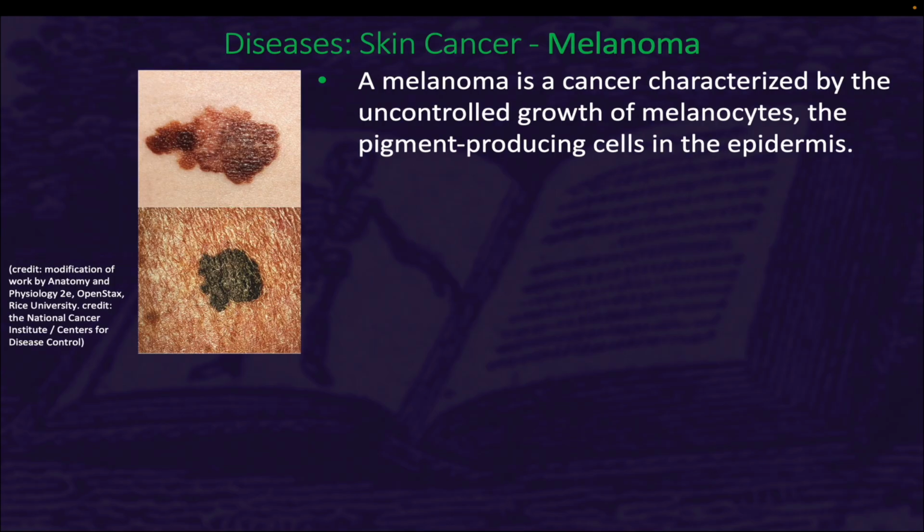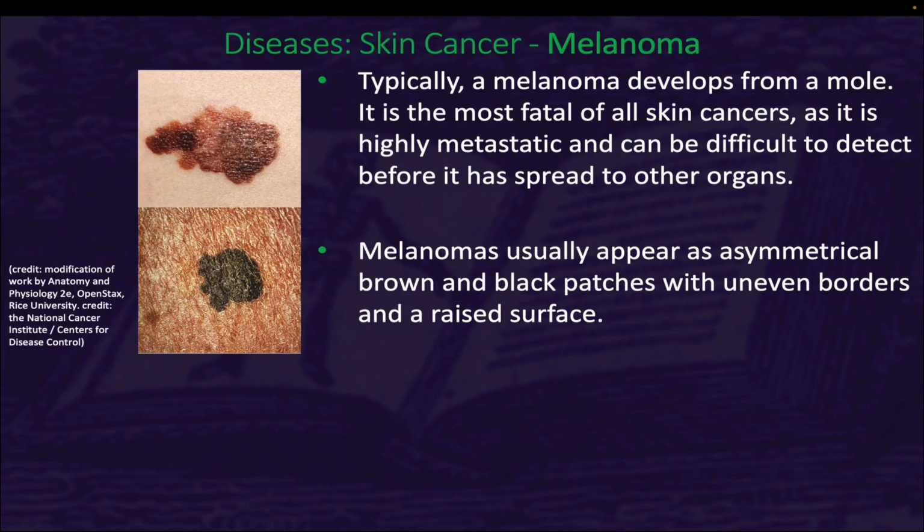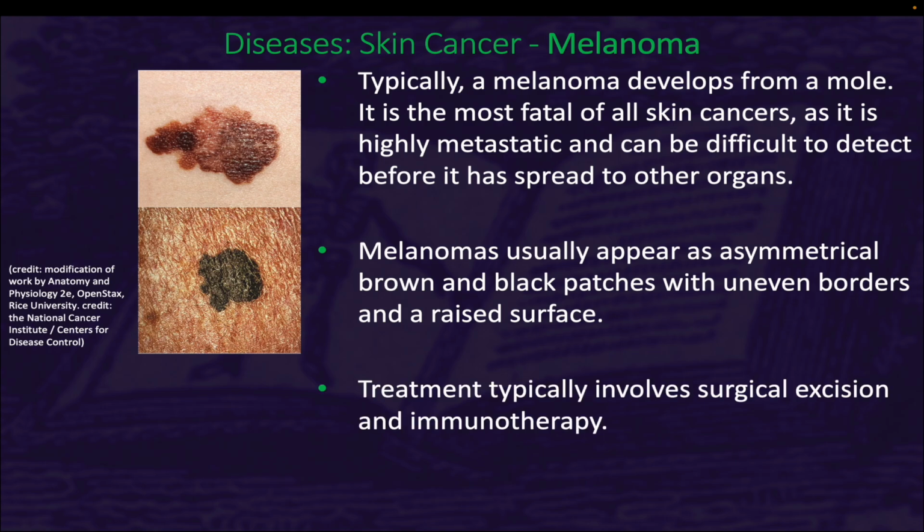A melanoma is a cancer characterized by the uncontrolled growth of melanocytes, the pigment-producing cells in the epidermis. Typically, a melanoma develops from a mole. It is the most fatal of all skin cancers, as it is highly metastatic and can be difficult to detect before it has spread to other organs. Melanomas usually appear as asymmetrical brown and black patches with uneven borders and a raised surface. Treatment typically involves surgical excision and immunotherapy.